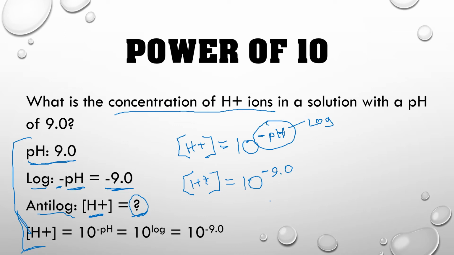It doesn't matter, because what does -9 as an exponent mean when 10's the base? It just means there's 9 zeros in front of the 1 to push it past the decimal point. So 1, 2, 3, 4, 5, 6, 7, 8, 9. So this is the hydrogen concentration.